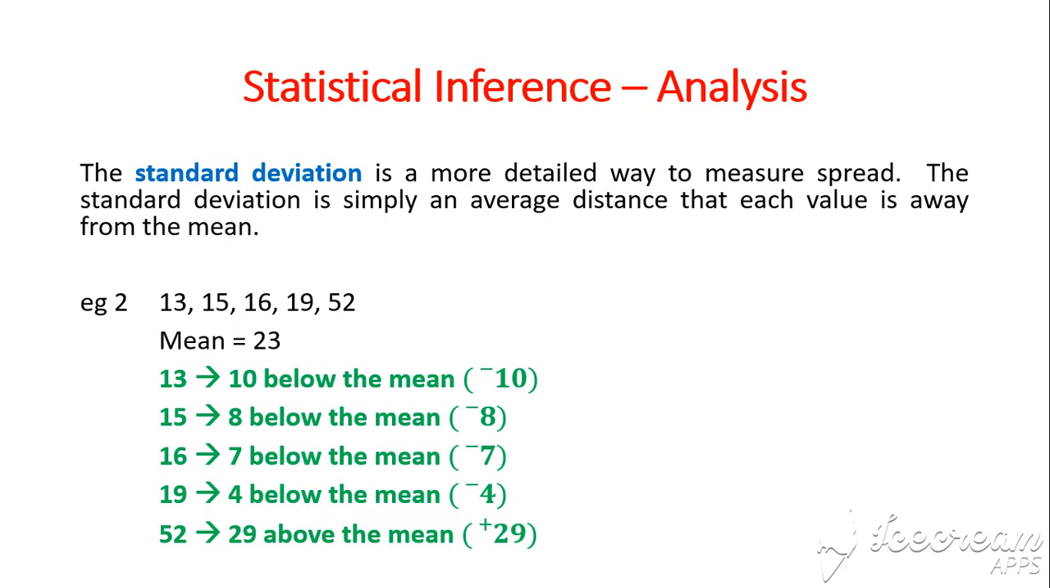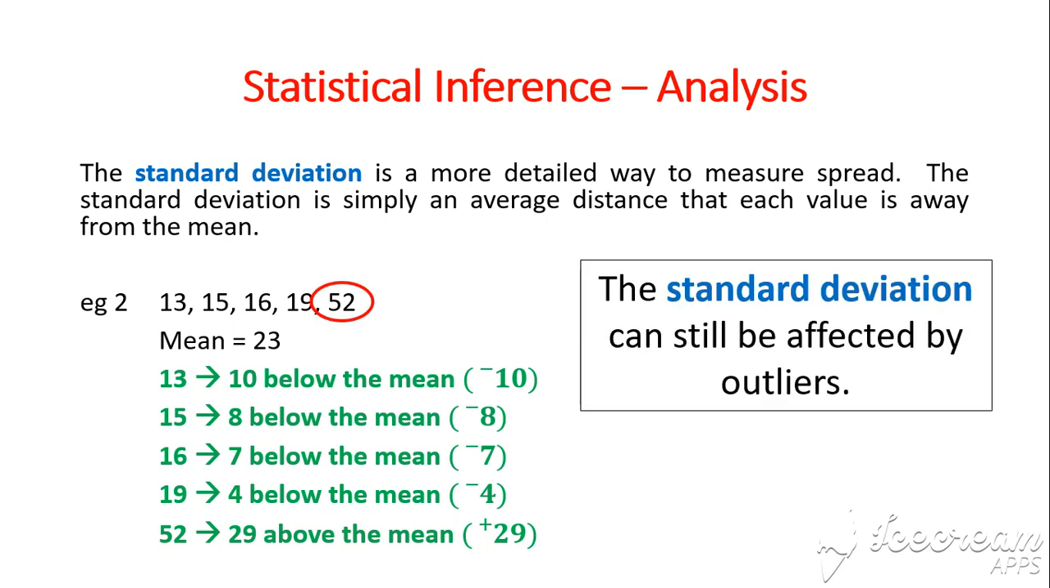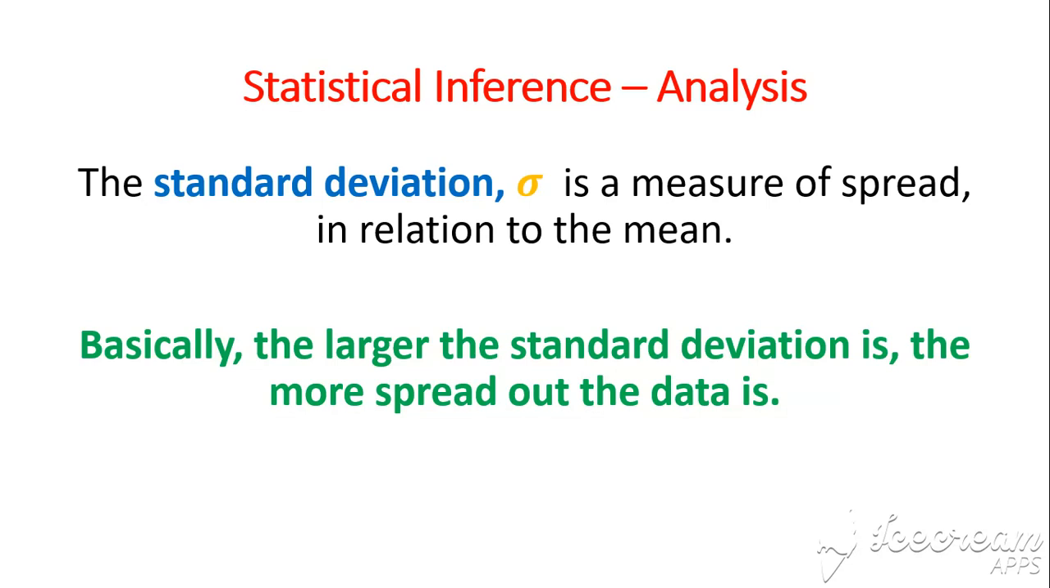Right, a second quick example, because the standard deviation can be affected by extreme values. See this value here, which is quite high compared to the rest? The standard deviation does get affected because that value is 29 above the mean. But because we're averaging it out with all the other numbers as well, it's not that important. Basically, the larger the standard deviation is, the more spread out the data is.